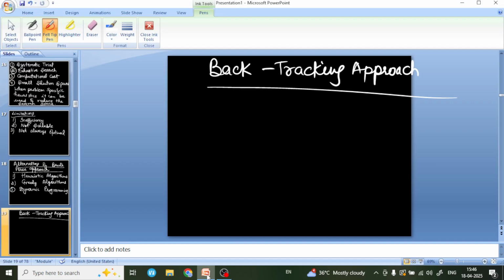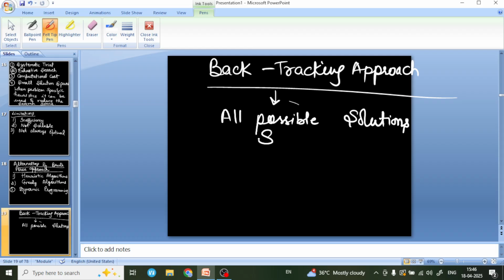Backtracking approach. Backtracking is a general algorithmic technique which is used for solving problems by exploring all possible solutions systematically.